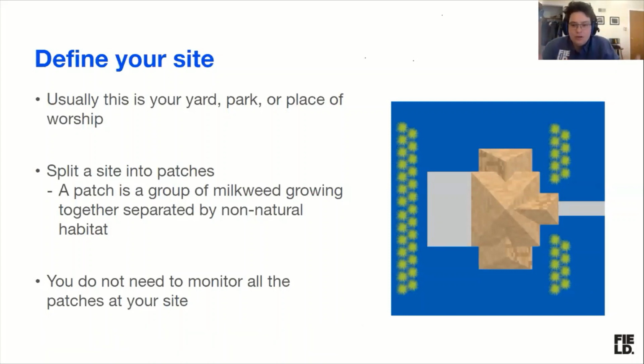In general, when we say site, we mean kind of like property. If it's your home, it's probably your yard, your balcony, your patio. If you're not monitoring at your home, it can be a little bit more confusing. But generally, the property, your place of worship, even if there's multiple plantings, that's the site. Basically something you could give an address to. If it's a park, again, it's that park property.